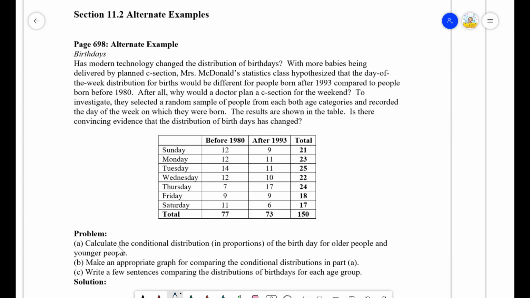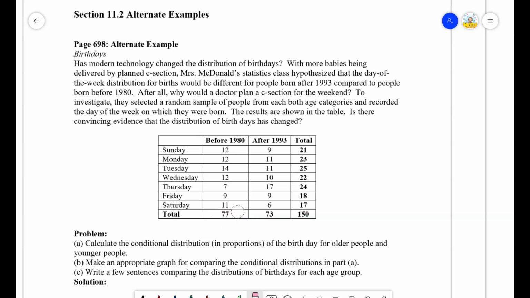Like if we saw, in the group before 1980, 12 babies were born on a Sunday, 12 on a Monday, and so forth, all out of 77. Then they have a group after 1993 where only 9 are born on a Sunday, 11 on a Monday, and so on, but a total of 73 in that situation. So we have two different totals, two different samples.